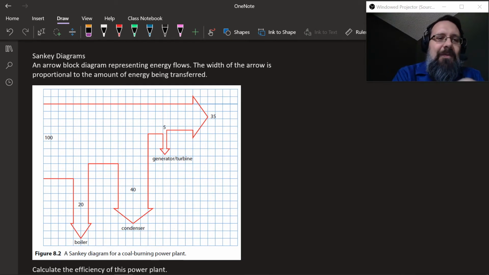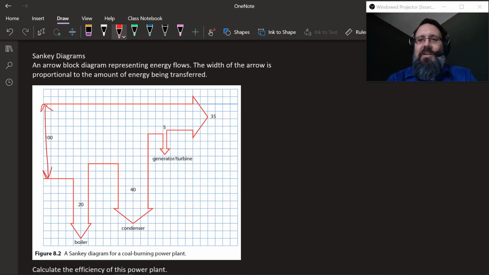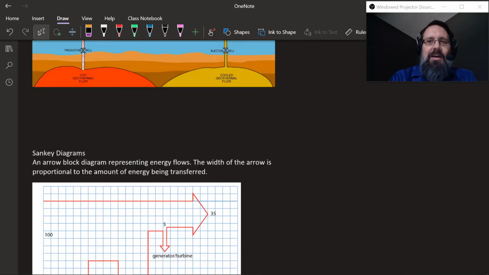So if we start off with 100% of the energy on the input side, you can see where all this energy is going. First off, about 20% of the energy is lost in the boiler. This is for a coal power plant. So 20% of the energy is actually lost through the boiler.